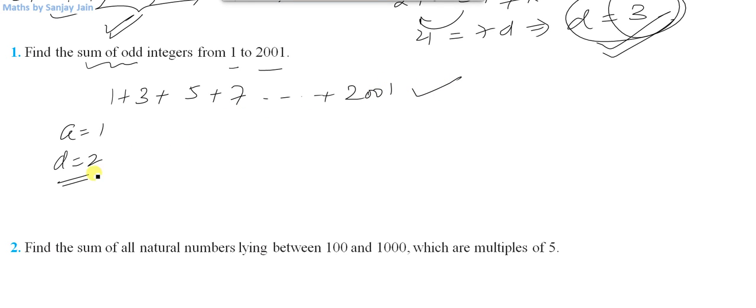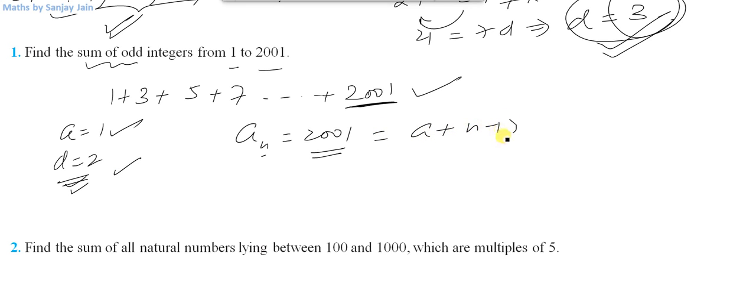So we need to find the number of terms first of all. What will be the number of terms? This is my nth term, an, it is 2001, right? So using this I'll find n. What is 2001 equal to? A plus n minus 1 into D. I've got A, I've got D. So 2001 is equal to 1 plus n minus 1 into 2.